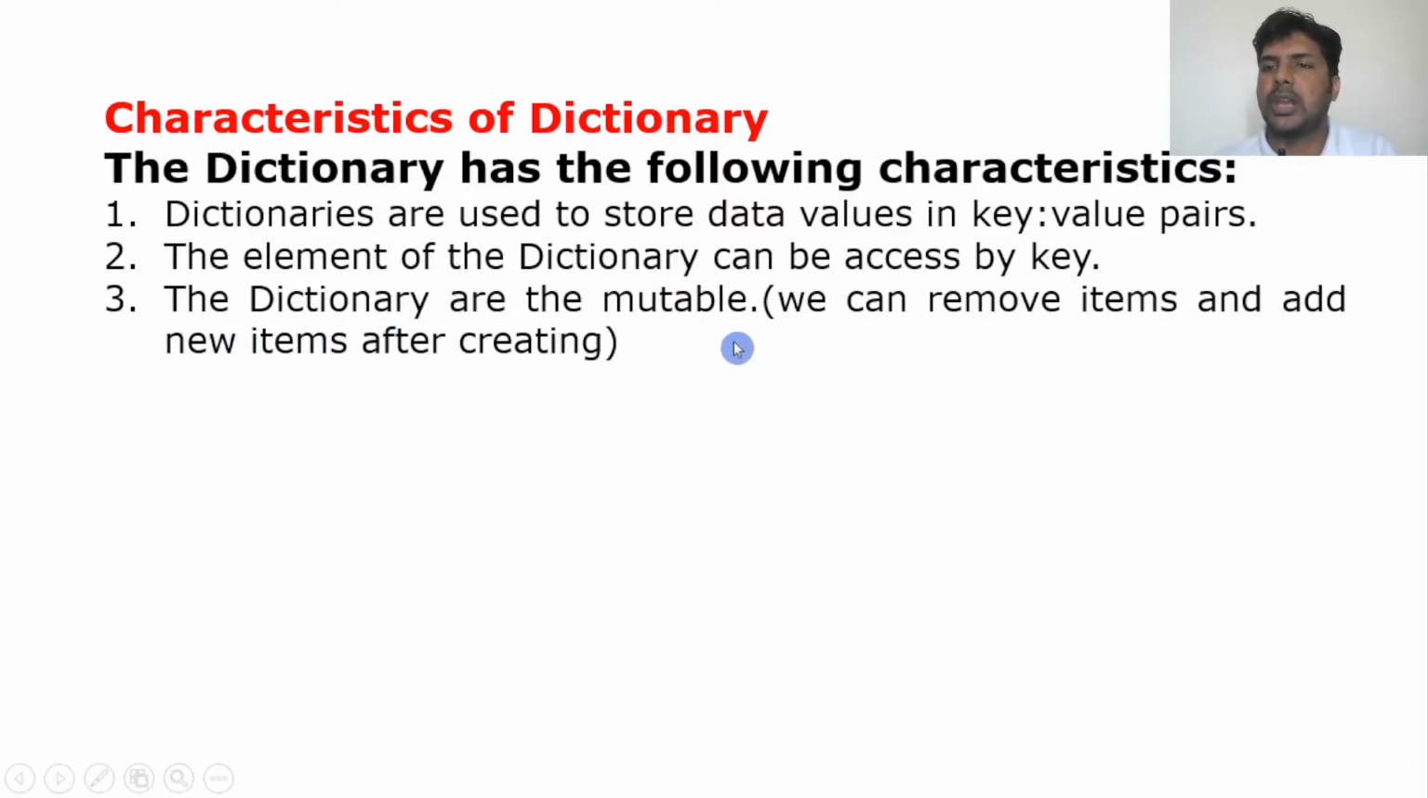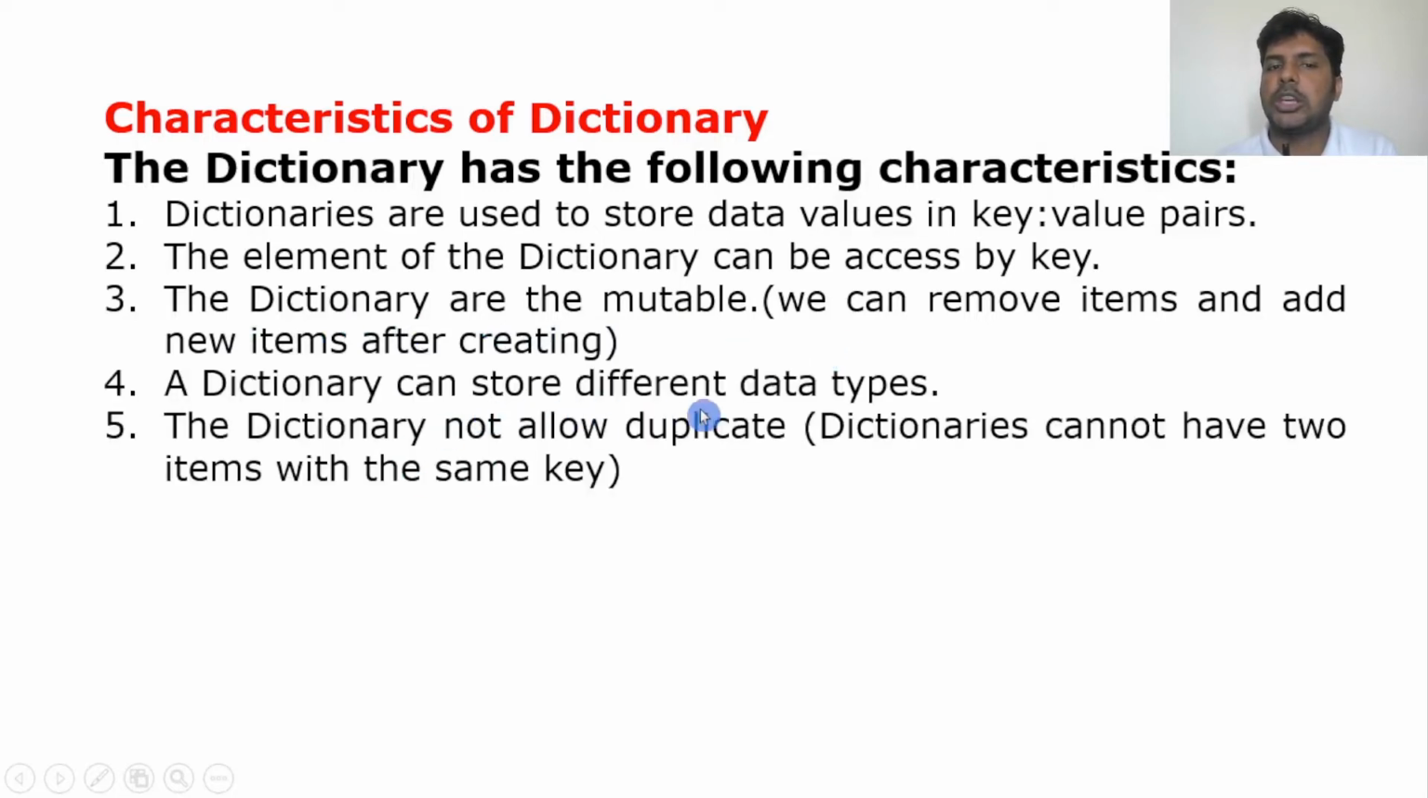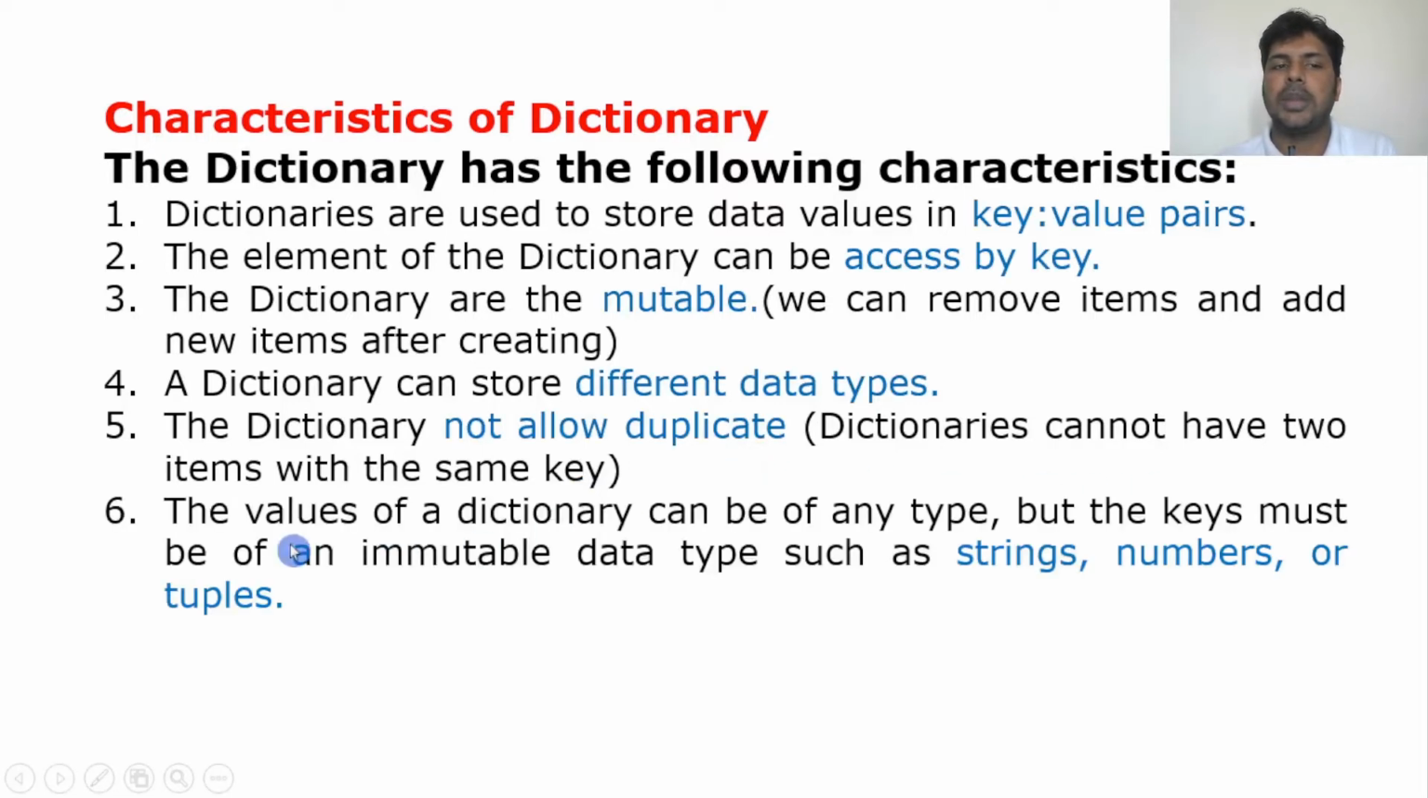Next, dictionaries are mutable, that means we can change, add or remove elements. Next, a dictionary can store different data types, meaning we can store integer, float or others. A dictionary does not allow duplicate keys; values can be duplicate, but keys should not be. The value of a dictionary can be any type, but the key must be an immutable data type such as string, number or tuple.